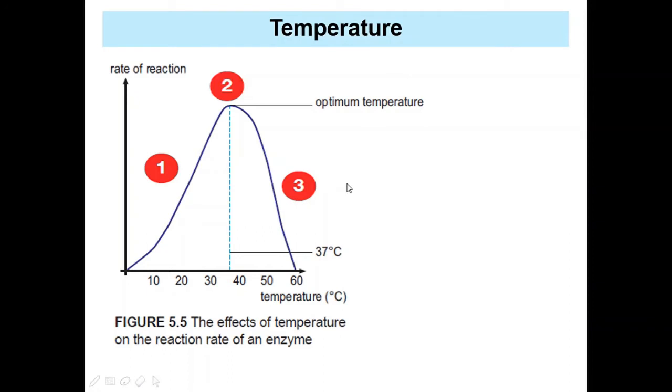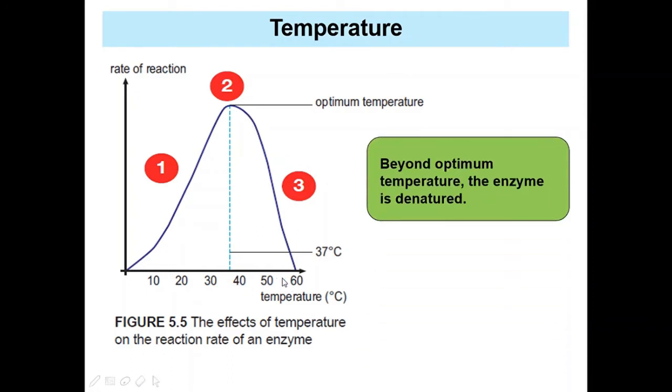Okay, so what happens if the temperature keeps on increasing? Alright, so this is the third part. Okay, beyond the optimum temperature, the activity of the enzyme will reduce until it stops at 60 degrees Celsius. So at this temperature, the enzyme becomes denatured as the chemical bonds in the enzyme molecules start to break. Okay, the substrate molecules can no longer fit to the active site of the enzyme.